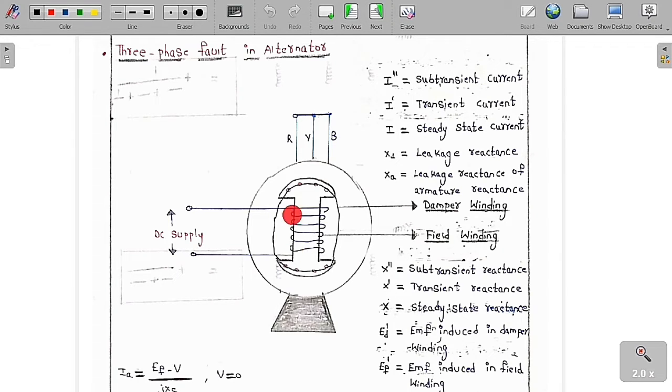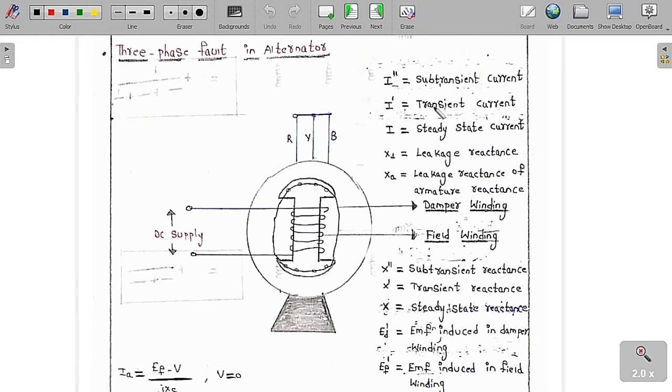As I've already told you, for high rating machines we keep the field winding on the rotor. So this is the field winding on the rotor, and we give the DC supply. Whenever you give a DC supply, the north pole and south pole are induced on these electromagnets. And I've already told you we use the damper winding to prevent hunting, and it also removes the negative sequence components. Therefore, this is called the field winding, and the winding over this pole is called the damper winding.